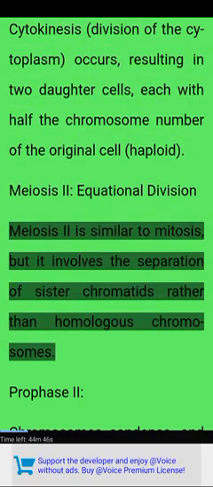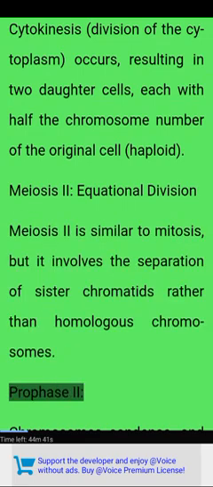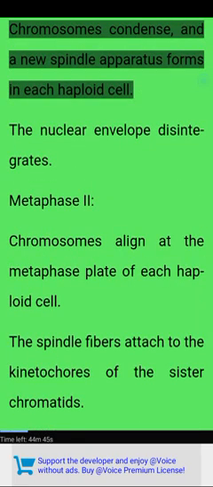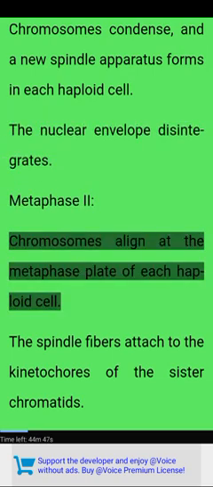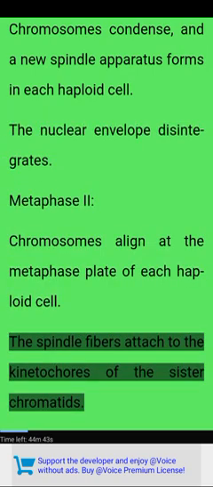Meiosis II is similar to mitosis, but it involves the separation of sister chromatids rather than homologous chromosomes. Prophase II. Chromosomes condense, and a new spindle apparatus forms in each haploid cell. The nuclear envelope disintegrates. Metaphase II. Chromosomes align at the metaphase plate of each haploid cell. The spindle fibers attach to the kinetochores of the sister chromatids. Anaphase II.